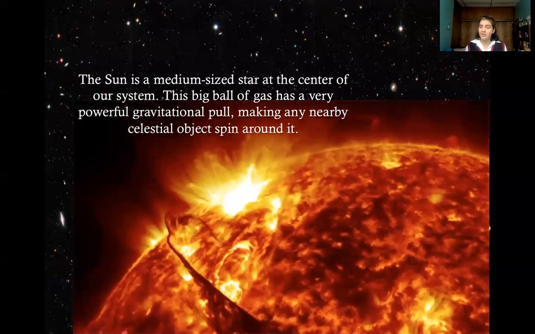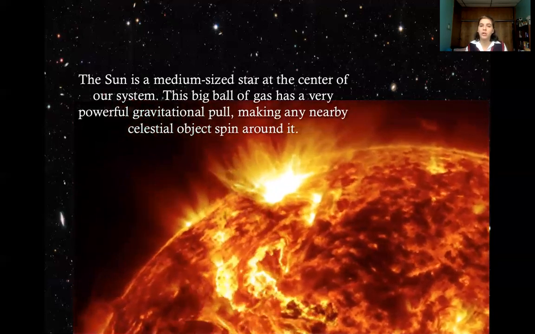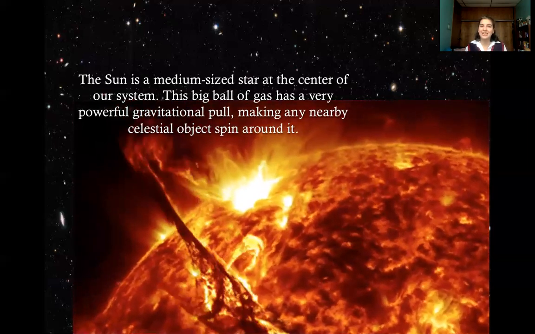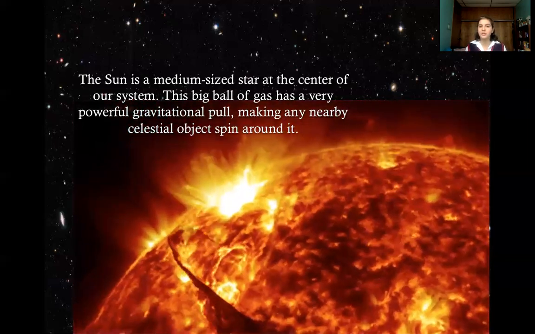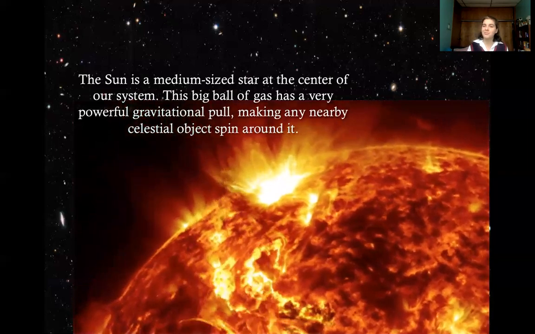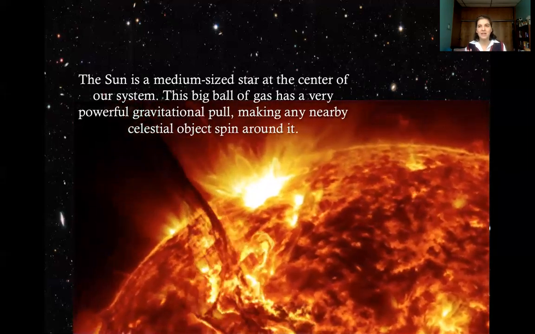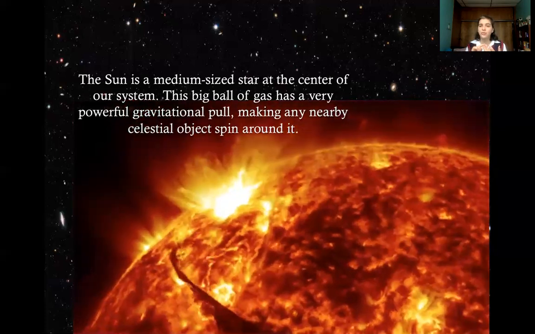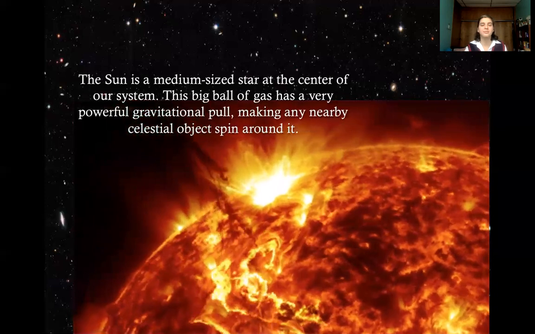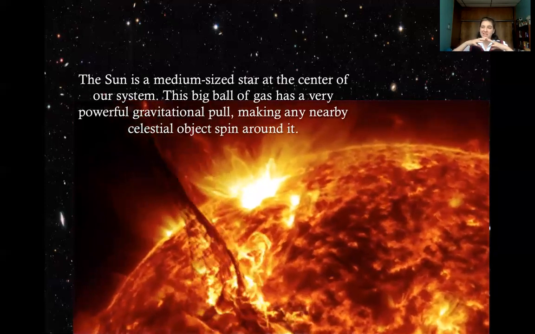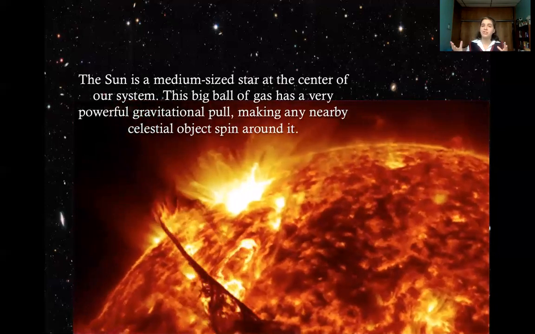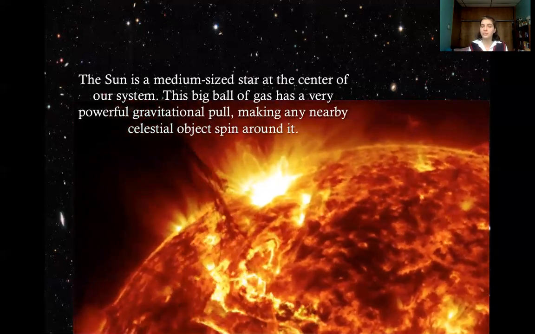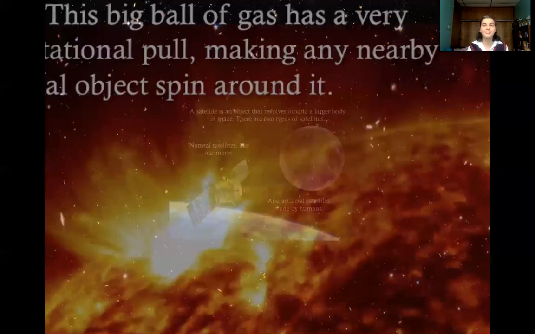This big ball of gas, like every star, it is a big ball of gas, has a very powerful gravitational pull, making any nearby celestial object spin around it. When I say celestial object, I mean anything that might be floating in space. Satellites, planets, asteroids, meteorites, etc. Stars, since they are this huge ball of energy, they have a great gravitational pull. That's why there are several solar systems in our galaxy.